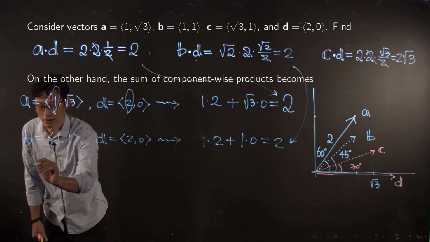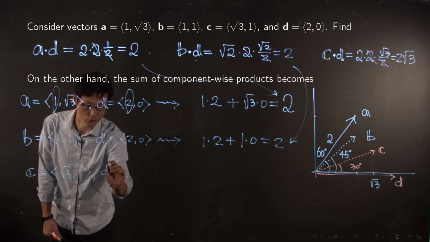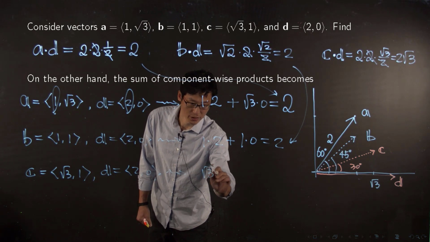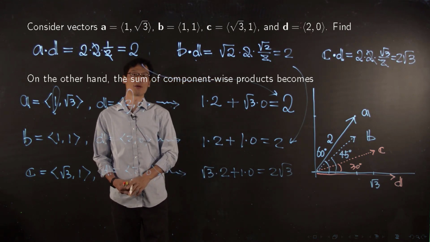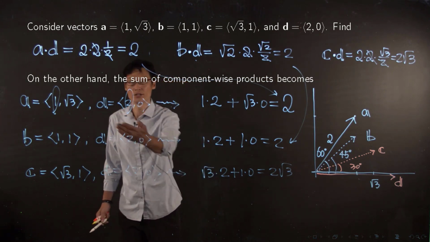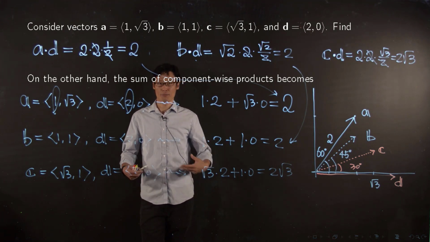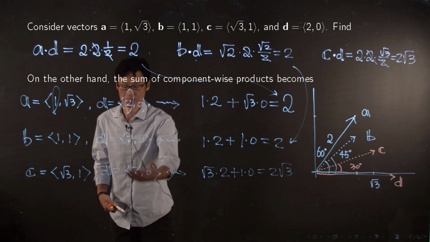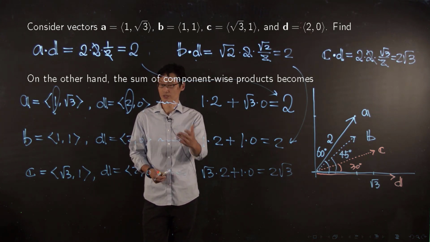Let's check the last pair. Vector C has coordinates square root 3 and 1. Vector D has 2, 0. And again, square root 3 times 2 plus 1 times 0. The result is exactly the same as the dot product of C and D. It turns out that this sum of component-wise products happens to be the same as the dot product. So this gives us an alternative way to calculate dot product. Let us formulate this in the next slide.